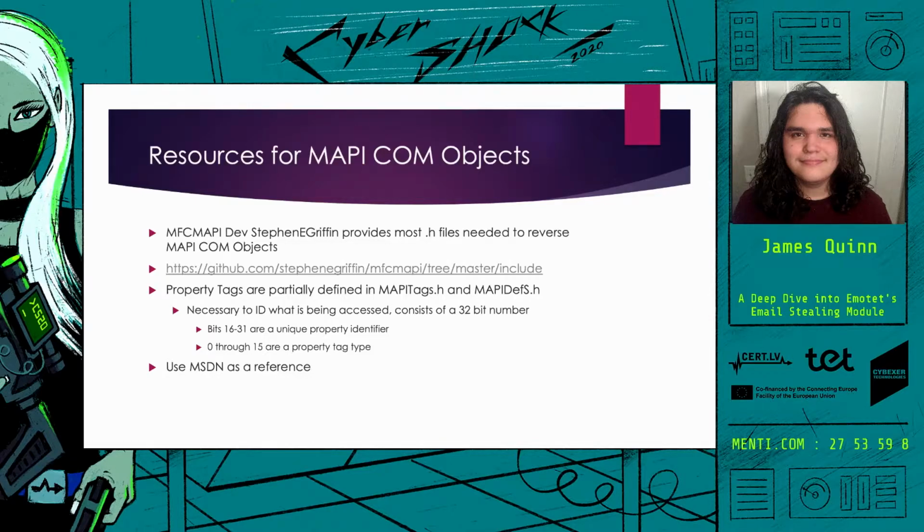Also, when you are reversing COM objects, you probably need to use MSDN as a reference, because they don't always list out that a call is going to specifically result in a new COM object, which is one of the challenges with reversing COM objects.